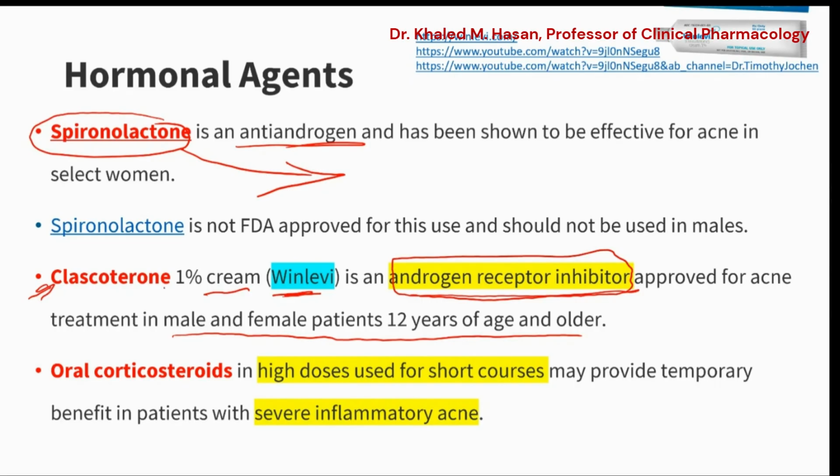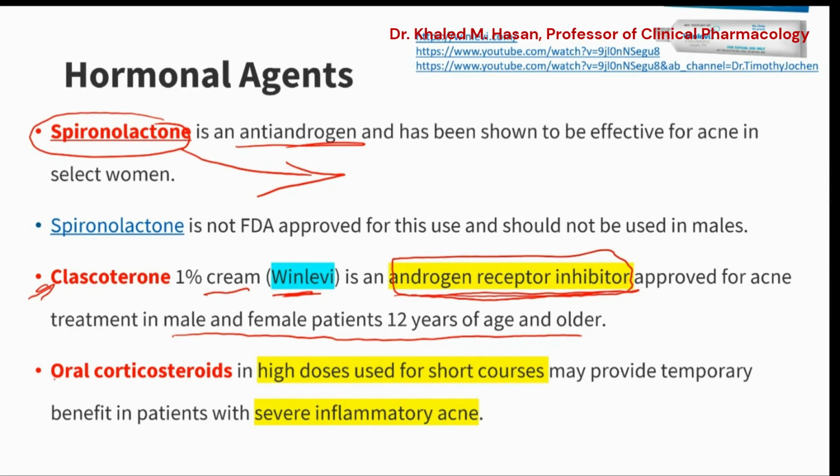So clascoterone, cream, Winlevi, is considered an androgen receptor inhibitor. The question from the slide: which of the following medications is used to treat acne by inhibiting the androgen receptor? So remember, Winlevi or clascoterone. Which of these medications inhibits the androgen receptor and is used in male and female above age of 12 years? We have clascoterone. I'm giving you the question, no excuse in the exam to miss it. Does that make sense? This is a question for practice only.